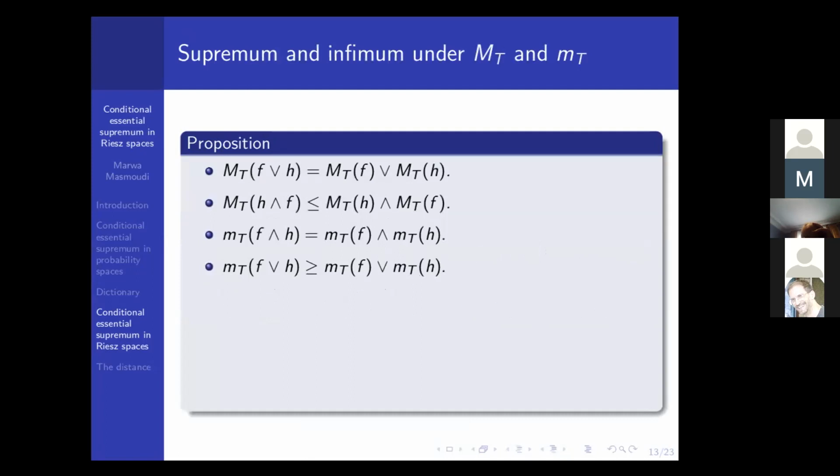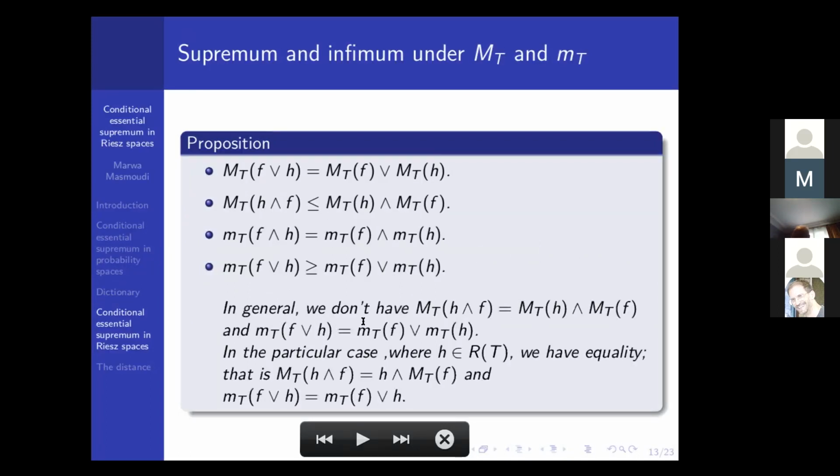The conditional supremum behaves very well with supremum, but for infimum, we have just one inequality. The conditional infimum behaves very well with infimum, but for the supremum, we have just one inequality. If we have the particular case where H is in the range of T, then we have those inequalities.